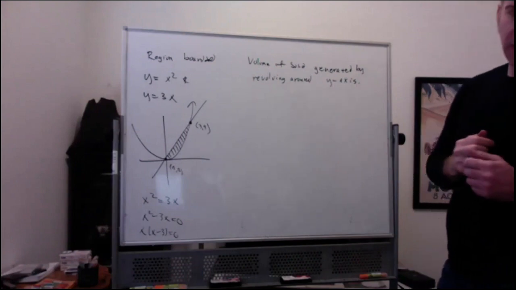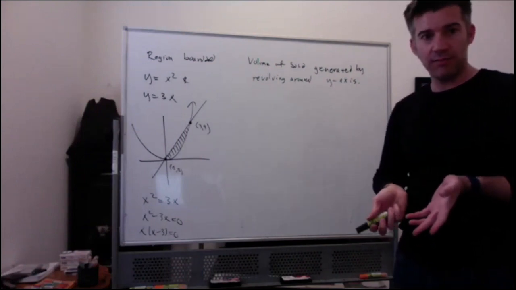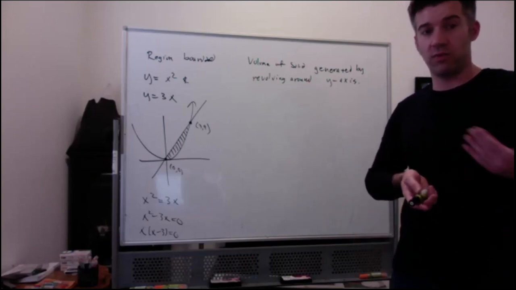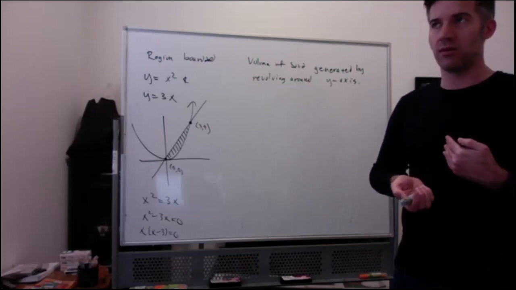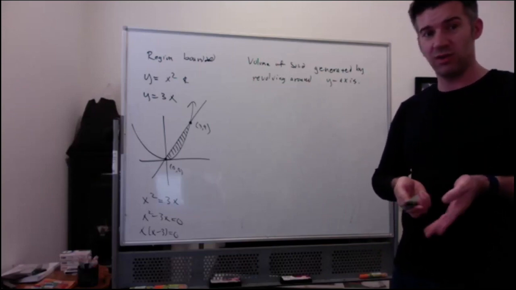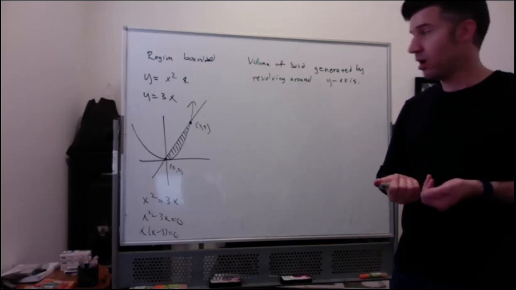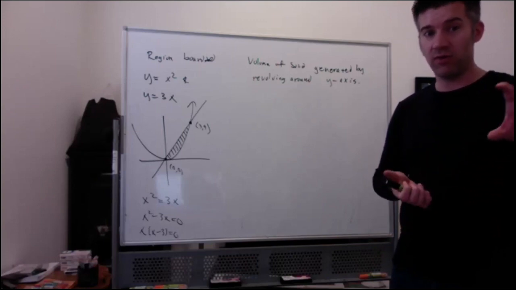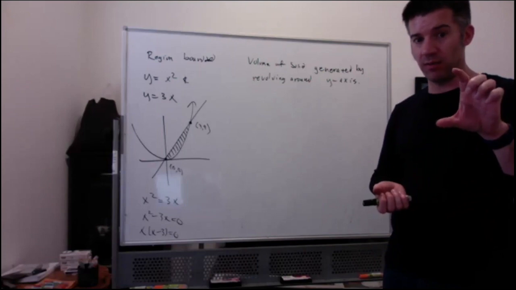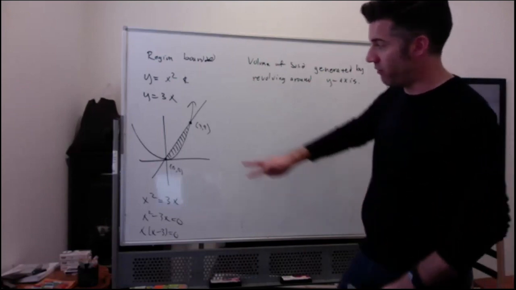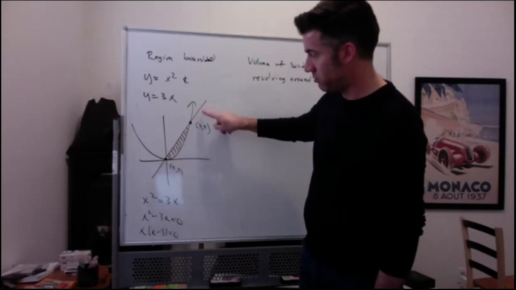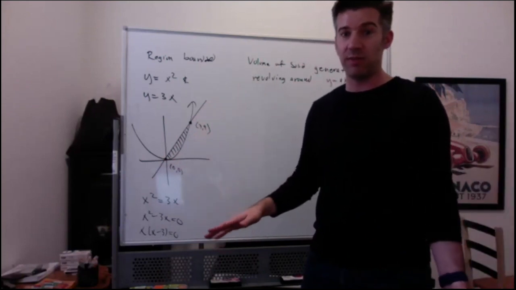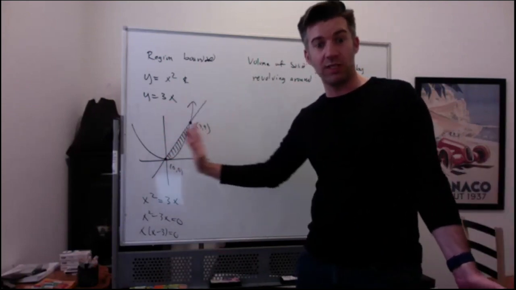Here's the thing. Most of the time, you can use whatever method you want. Sometimes there are reasons you might pick the shell versus the washer method. Really, the question that determines what method you use is which strip is nicer to draw. If I draw a vertical strip, is the upper limit and the lower limit of it always going to be the same function? Is the top function always that function? Yes. Is the bottom function always that function? Yes. Great. That's what I want.